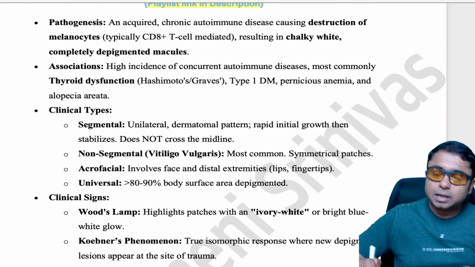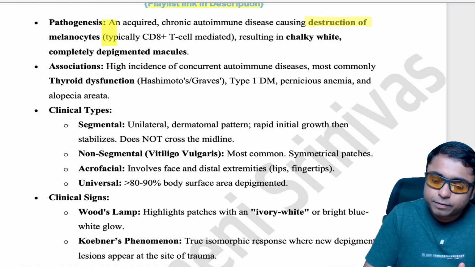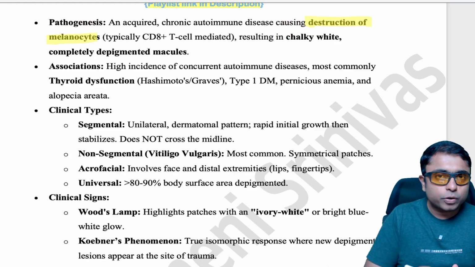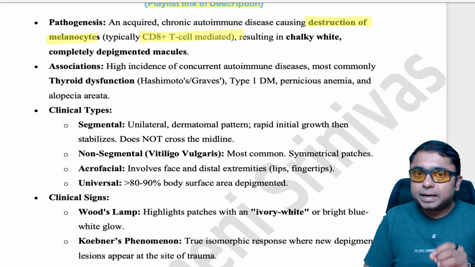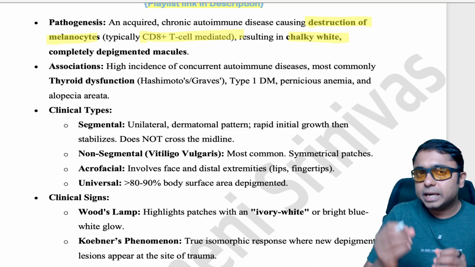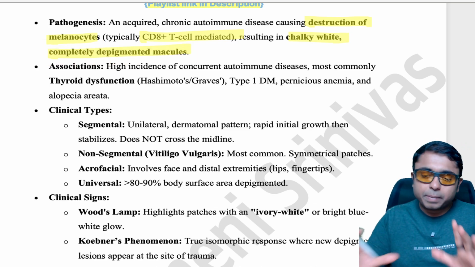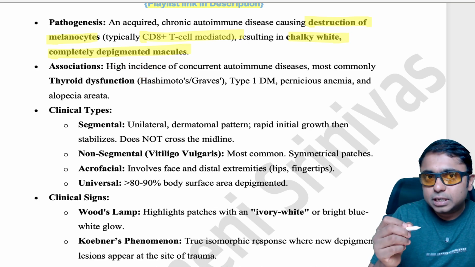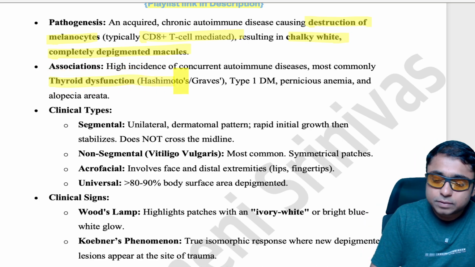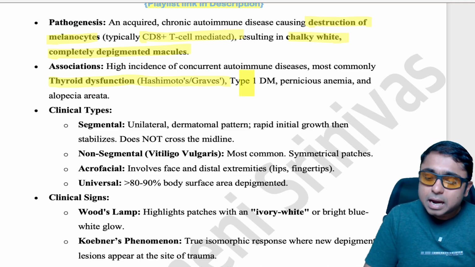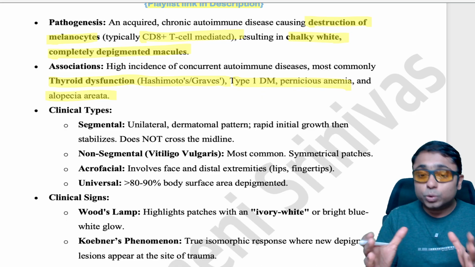So here remember, the problem is autoimmunity, which is destroying the melanocytes. So if you do a biopsy, the lesion is not going to show any melanocytes. Typically it is due to T cell mediated autoimmunity, resulting in chalky white depigmentation, which is going to appear as completely depigmented macules. And important associations of vitiligo, because it's an autoimmune condition: other autoimmune conditions like thyroid dysfunction, Hashimoto's, Graves disease, type 1 diabetes, pernicious anemia, and also alopecia areata could be the important associations for you to remember.